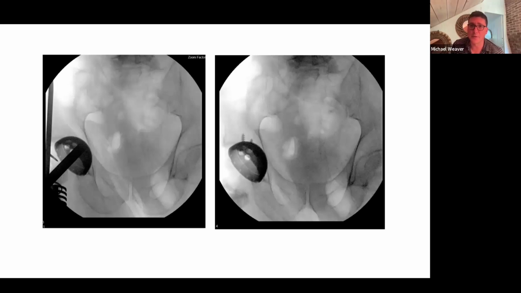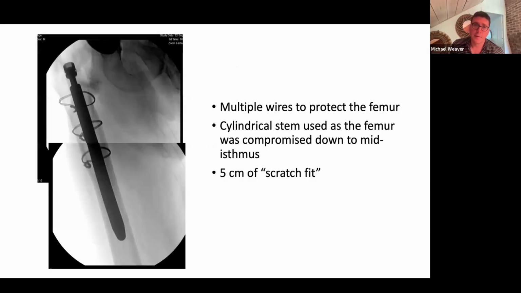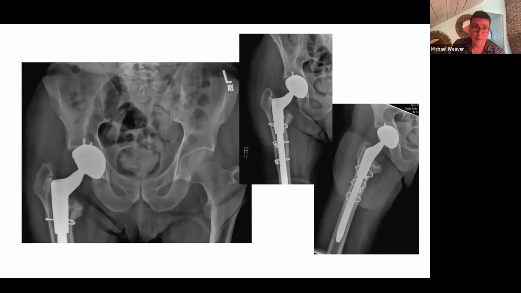This time, only a couple screws. And then using an extensively porous coated modular stem. With these cylindrical stems, you need 5 centimeters of press fit or a scratch fit to really engage with the diaphysis. And so this is his final result. You can see that we were able to restore his leg lengths and offset, and again, he healed.